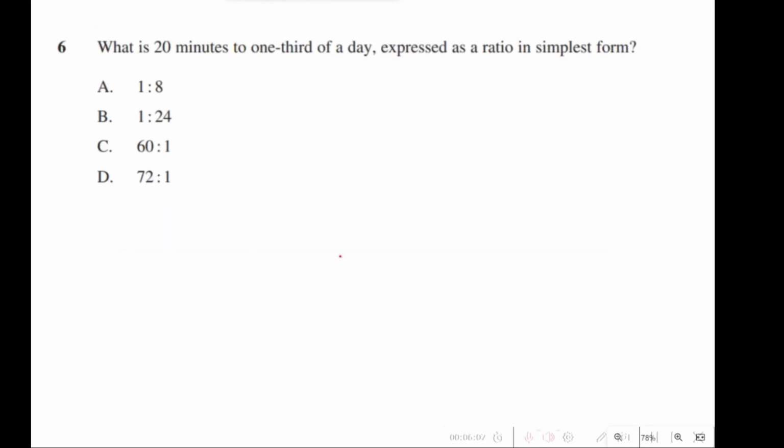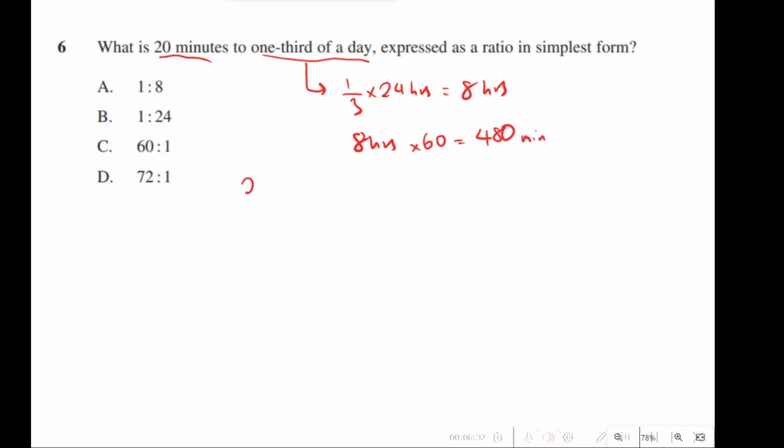What is 20 minutes to 1/3 of a day expressed as a ratio? If we're going to put 20 minutes and 1/3 of a day in a ratio, they need to be in the same units. So let's get 1/3 of a day in minutes. 1/3 of 24 hours is 8 hours. And then 8 hours into minutes, we times that by 60, which gives us 480 minutes. Now we can put 20 in the ratio to 480.